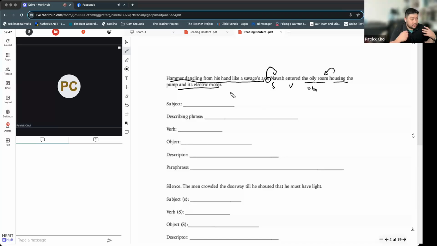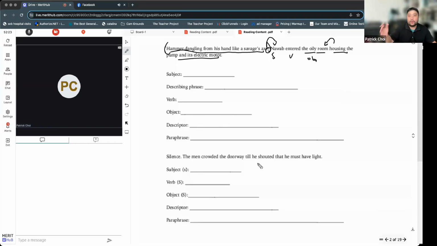Okay, so as a reader, I can choose to ignore or gloss over this describing phrase, or I can look at it and ask why the author chose to describe Nawab with a hammer dangling from his hand like a savage's axe. It's obvious that the author wants us to see Nawab as a certain kind of figure. When we do a reading boot camp with some of our students, we break the sentences down into the subject, the describing phrase, the verb, and the object. All of these are very important because that structure tells us what the author wants you to see when you read it.